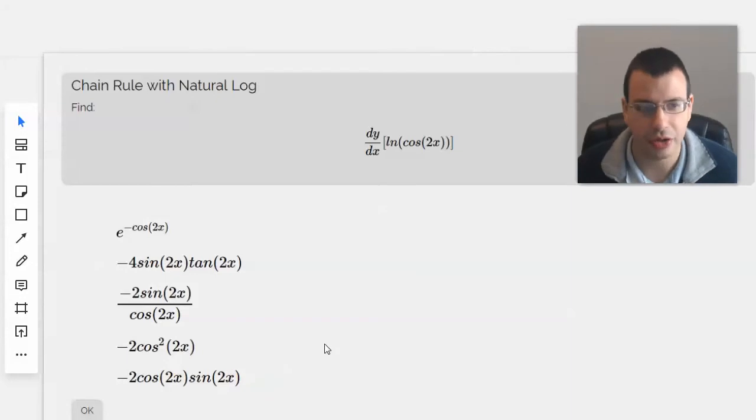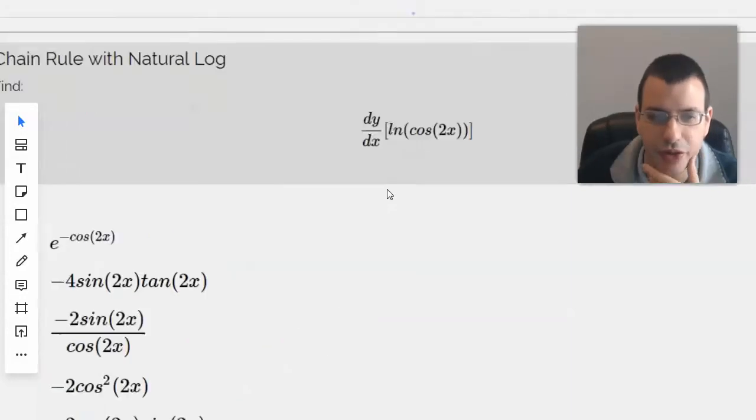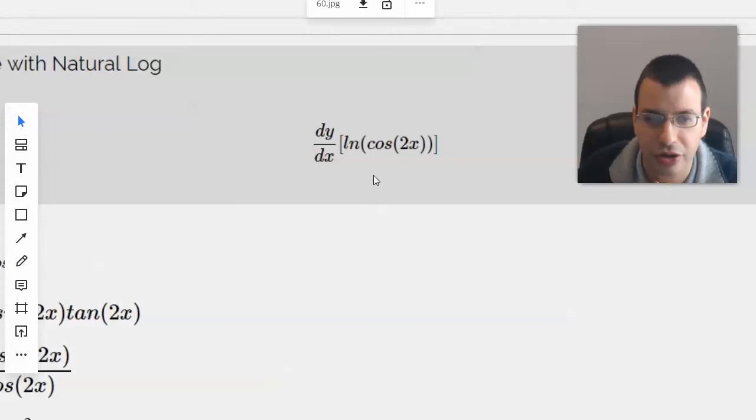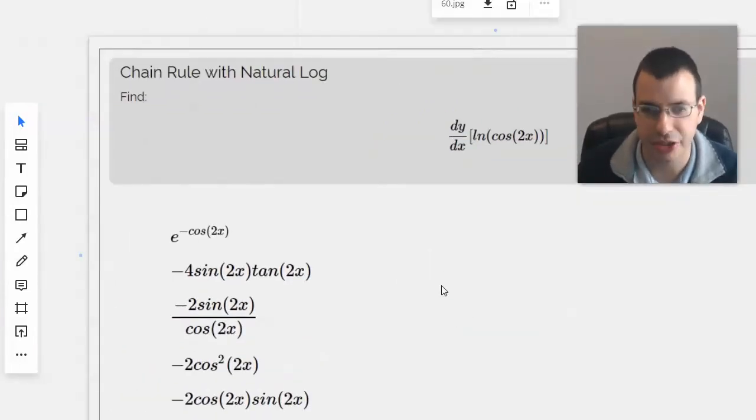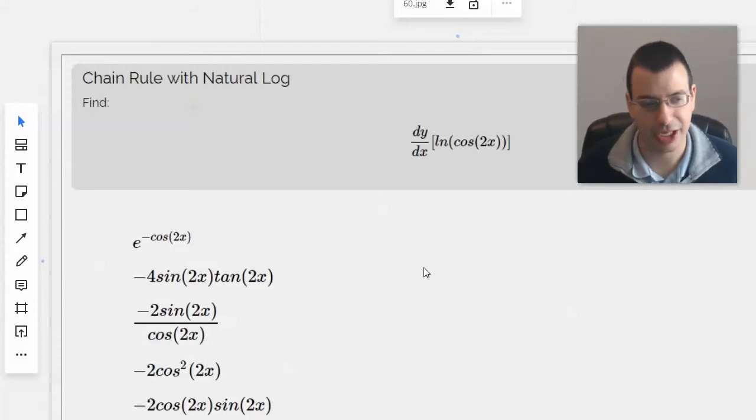Chain rule with natural log. Okay, so we want to find the derivative of natural log of cosine of 2x. Looks like a couple chains. There are a couple of links in that chain, so to speak.